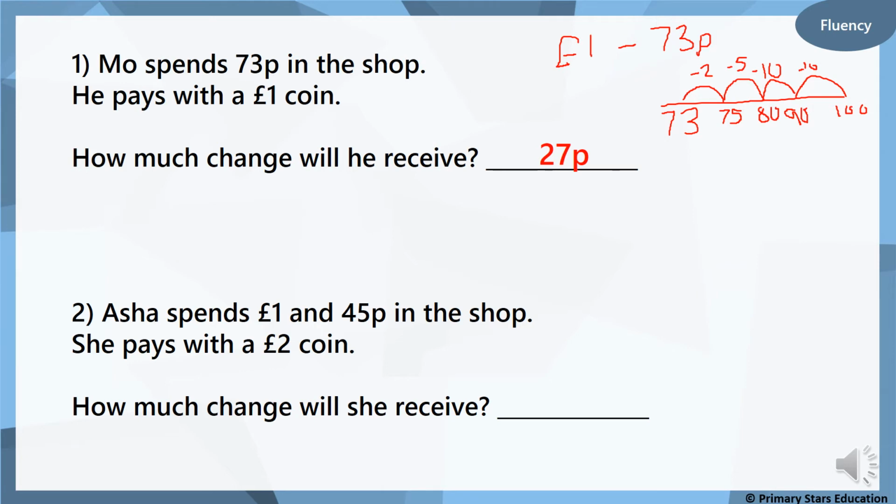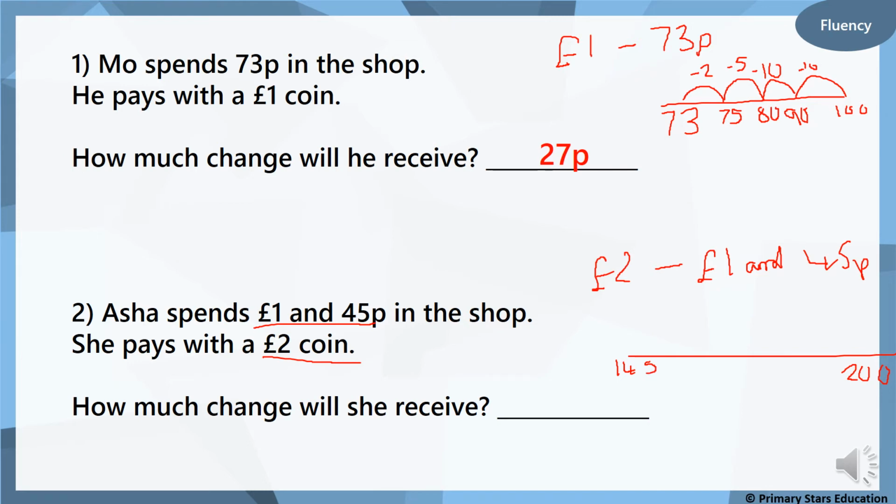Asha spends £1 and 45 pence in the shop and she pays with a £2 coin. So we start with £2. Remember, that's the same as 200 pennies. And we're going to take away £1 and 45 pence. So that's 200 pennies. Okay. And £1 and 45 pence is the same as 145.